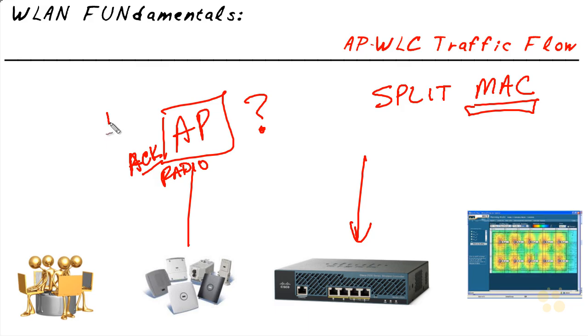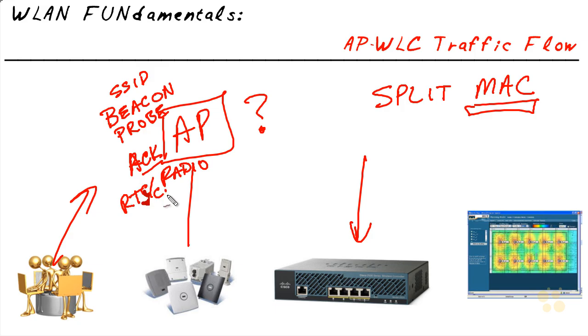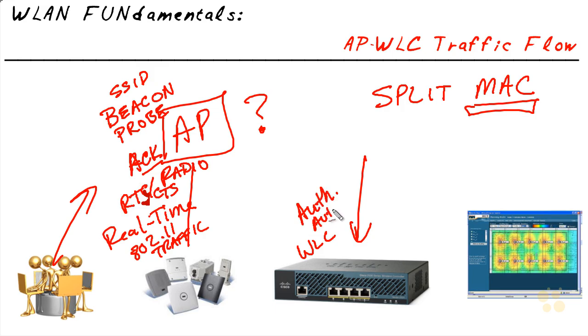So over here at the AP, he would still be doing his beacons to let everybody know there's a wireless network in place, advertising the SSID. It would also respond to probes. So if there's a client saying, hey, is this service set ID out there? He would respond to that probe. So any kind of real-time traffic would be done here. Additional things would be RTS, CTS, if it's being used, and any real-time 802.11 related traffic. And over here at the controller, he can handle the authentication, the authorization, disassociation requests.